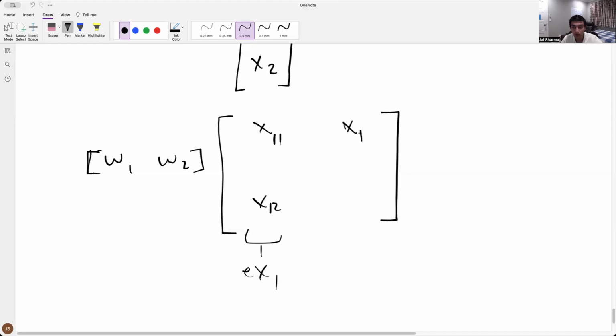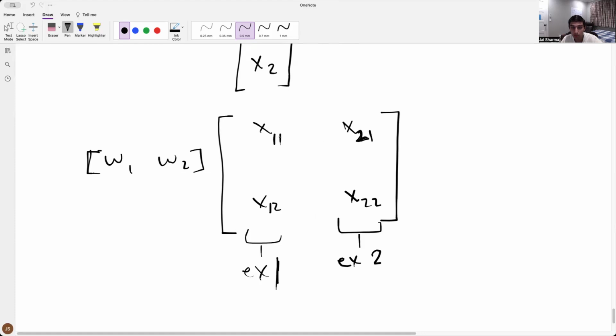x21 and x22. So there's a second example here, Example 2. What I'm trying to show is that you can feed in multiple things at the same time and still be able to get the correct outputs. I've put a 1 in front to show that it's the first example, and a 2 in front here to show that it's the second example.